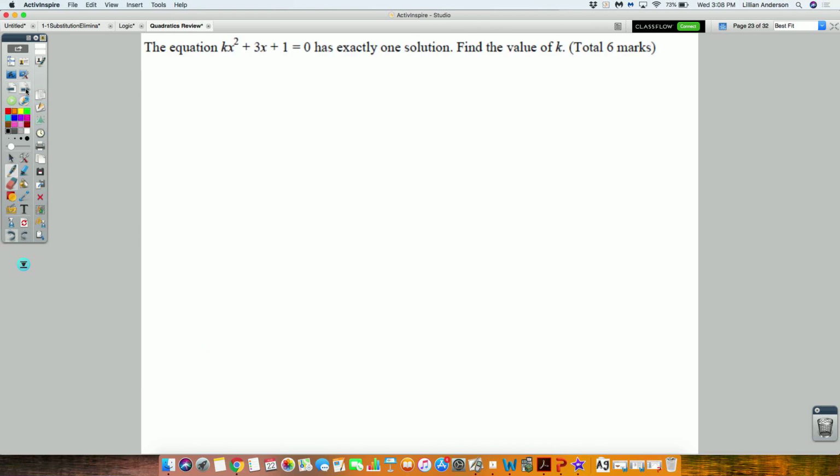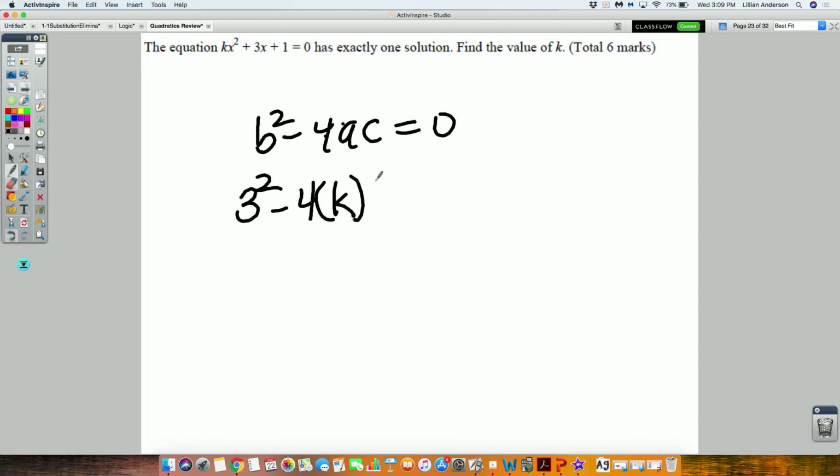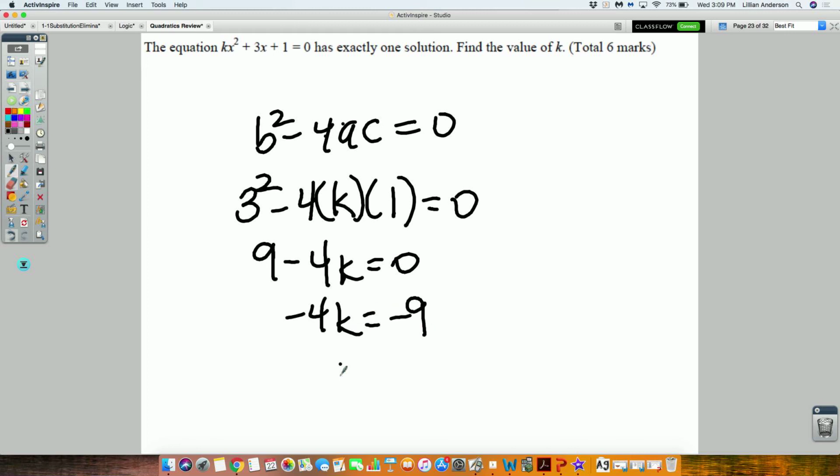And number 3, similar to the one that we did together, it says find the value of k when there's exactly one solution, which means the discriminant is equal to 0. B is 3, A is k, and C is 1. So that's 9 minus 4k equals 0. Subtract 9 from both sides, divide by 4, and that's your value of k. Questions? Okay.